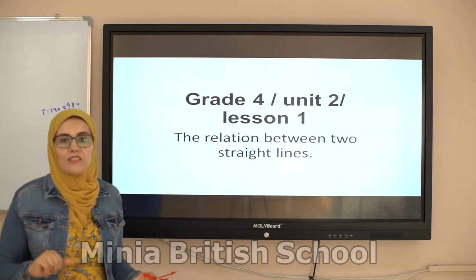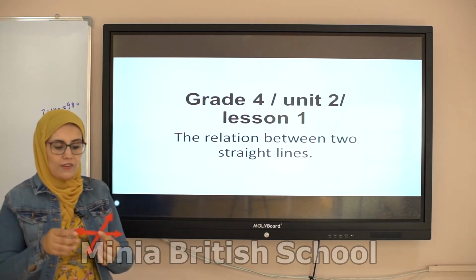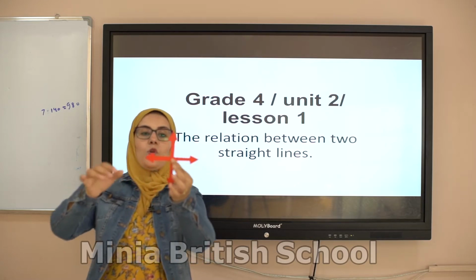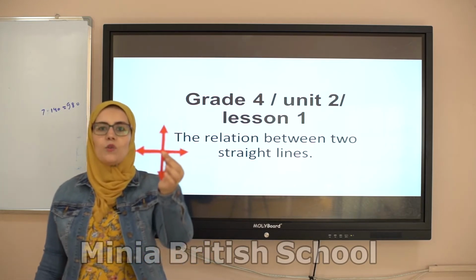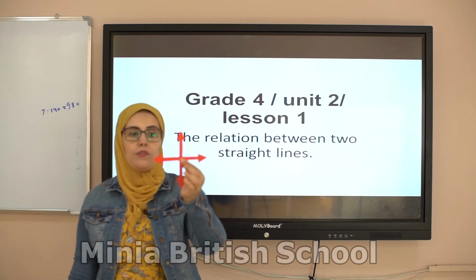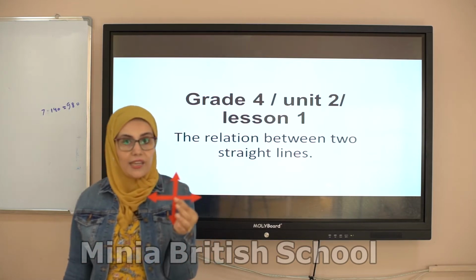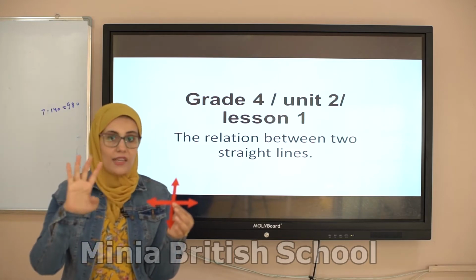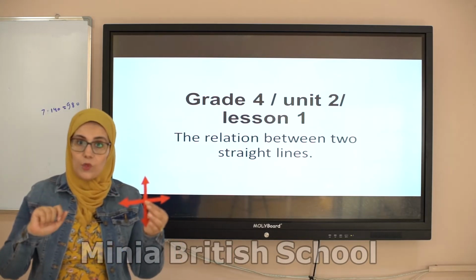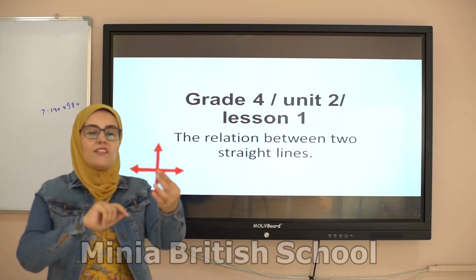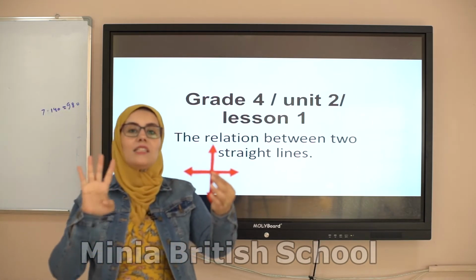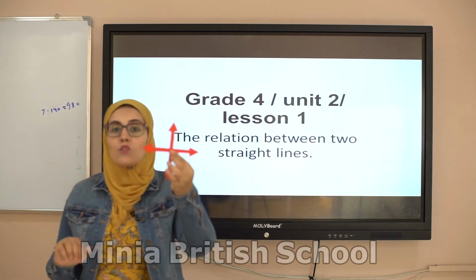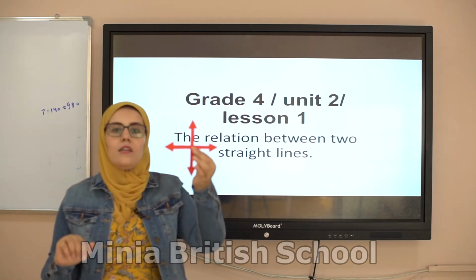What about the second case? The second case is when we have a straight line intersect another straight line in a point. Also this point is called the intersection point. And they make how many angles? Also 4 angles. So in both cases they make 4 angles and intersect in one point. But in this case they make 4 right angles. And this case is called perpendicular straight lines.